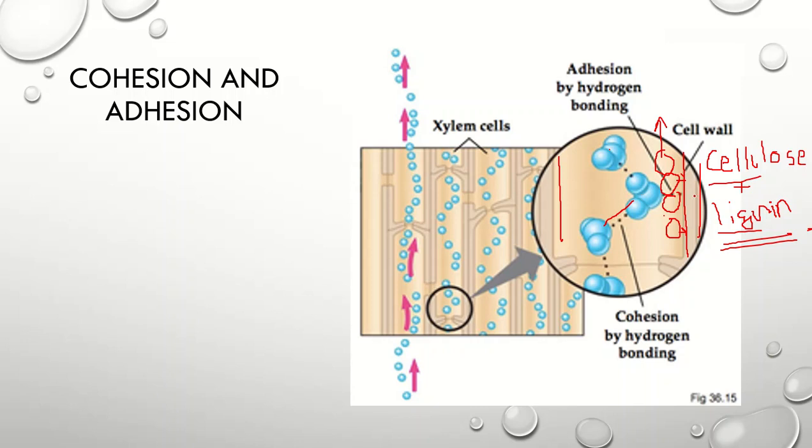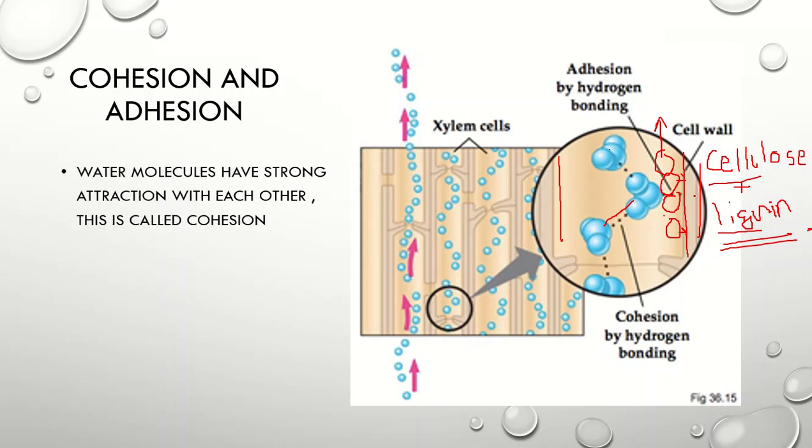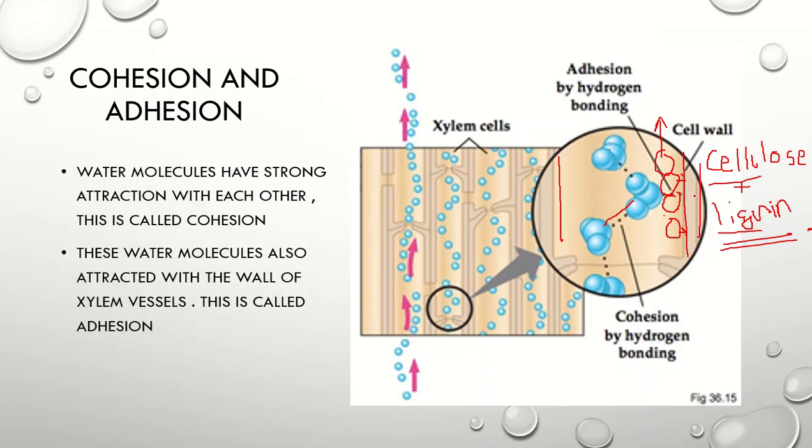These two forces are very important because they control the movement of water molecules from the lower portion to the upper portion. In this diagram you can see clearly this is a long chain of water molecules, and it also has some attraction with the walls. It means the wall is also trying to attract them, but these molecules are connected with each other.